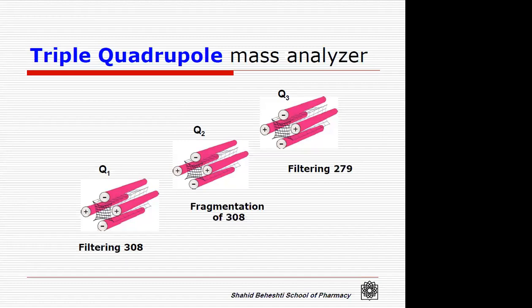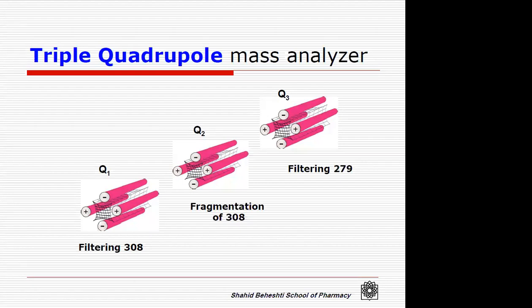Now, if we deliver all the fragments which are formed in Q2 to Q3, and if we adjust Q3 so that it only lets the molecular weight of 279 pass through it, then all the other fragments are filtered by Q3, and the only fragment which is allowed to pass through Q3 is 279.